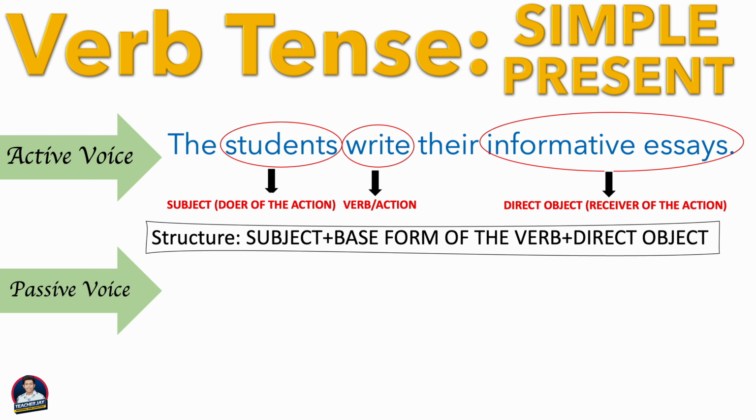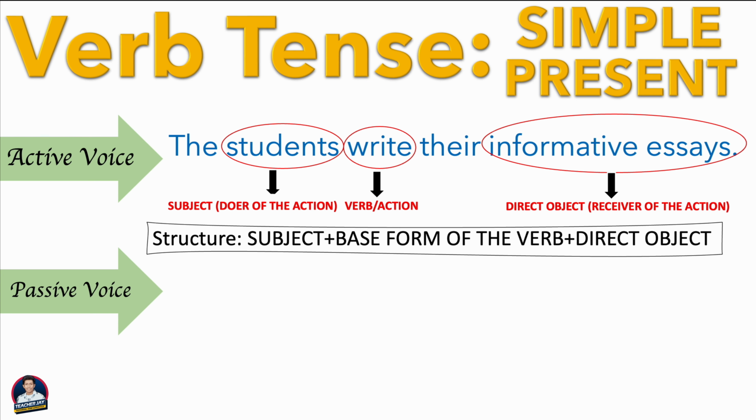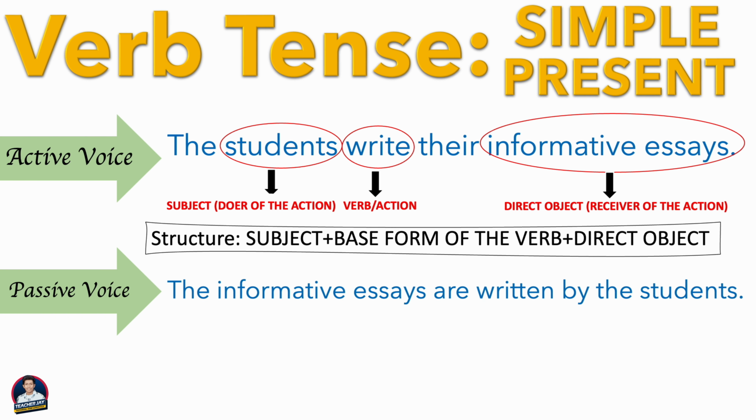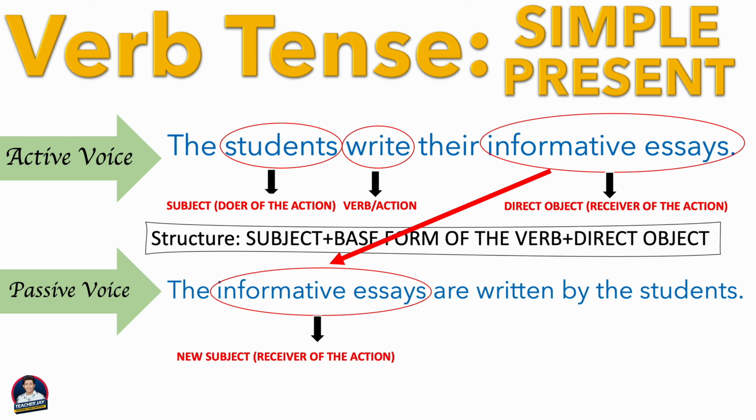To change this active voice into passive voice, the subject and the direct object need to exchange places. For passive voice, it becomes the informative essays are written by the students. So in this example, we have the new subject, which is the informative essays. And the role of the new subject this time is no longer the doer of the action, or the one performing the action, but receives the action.